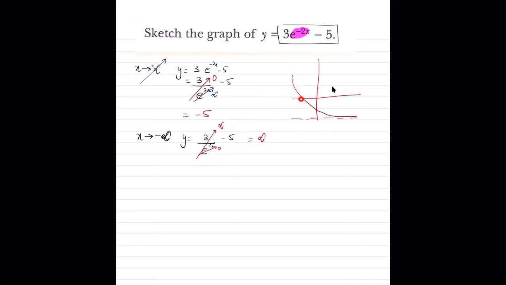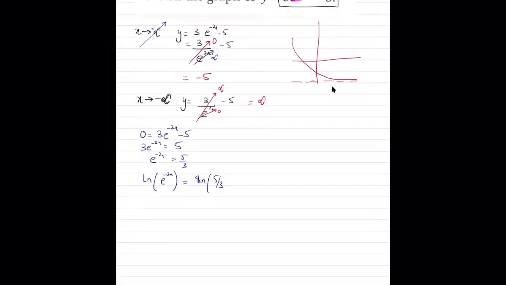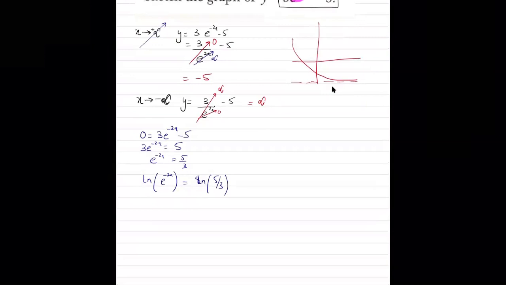Now I just need the x-intercepts and the y-intercept. For the x-intercept, I'm going to plug in y as 0. And if you remember, we now know how to solve this equation, or you can simply solve it like this. E raised to the power of minus 2x is going to be 5 upon 3. You can take ln on both sides. So can you solve this and give me the value of x?